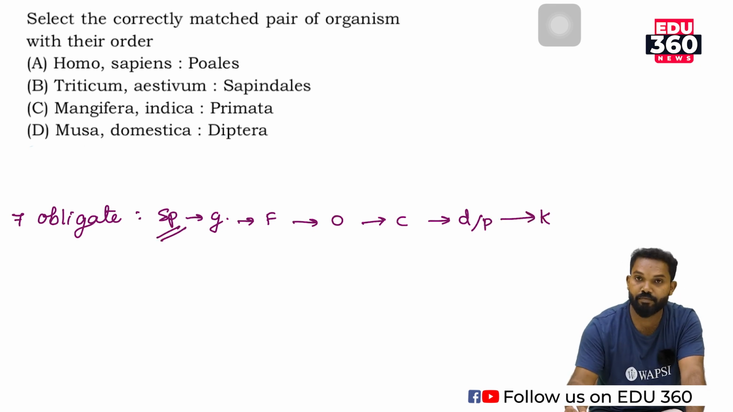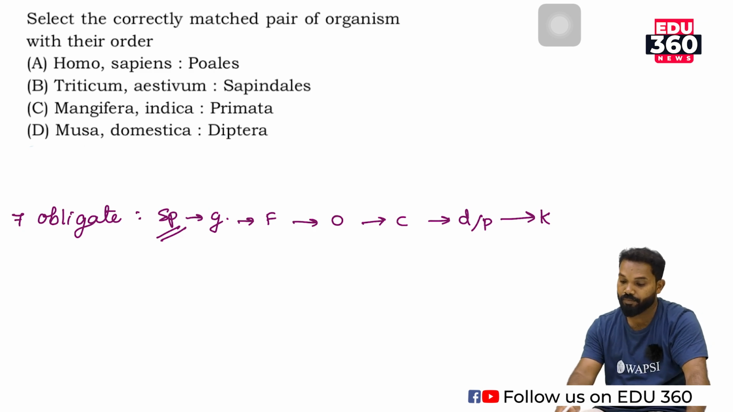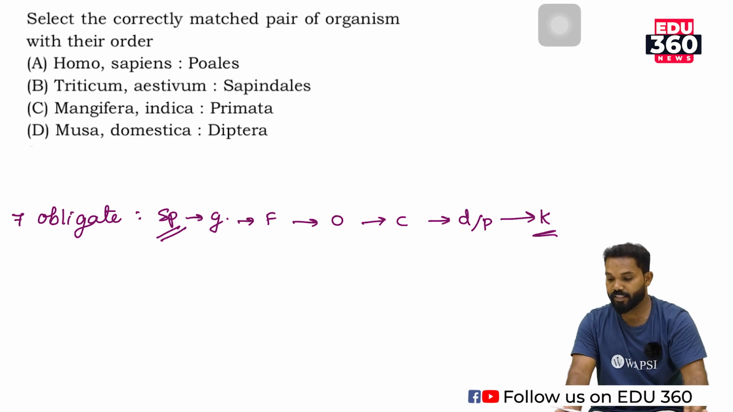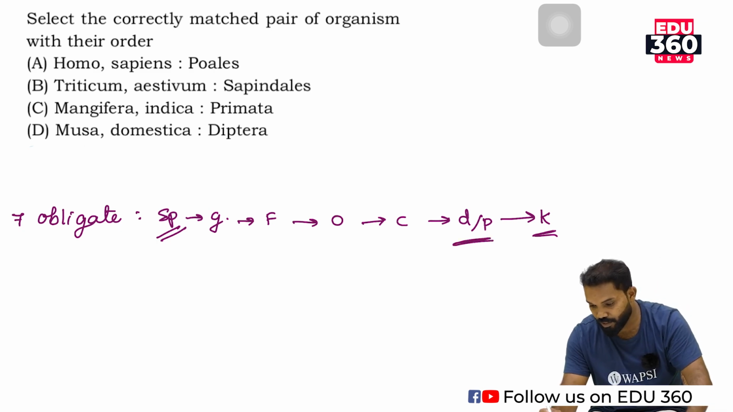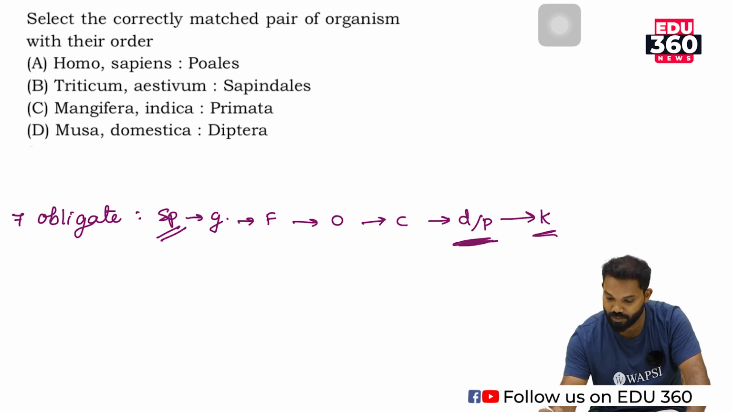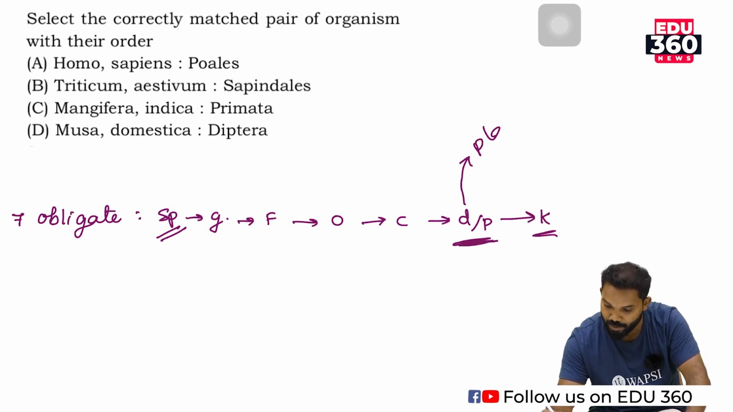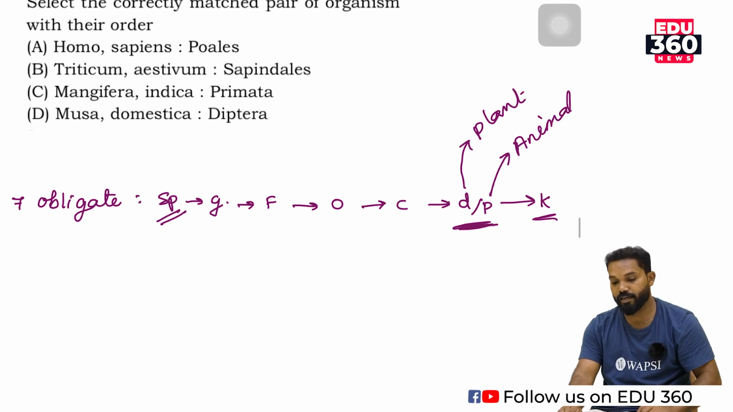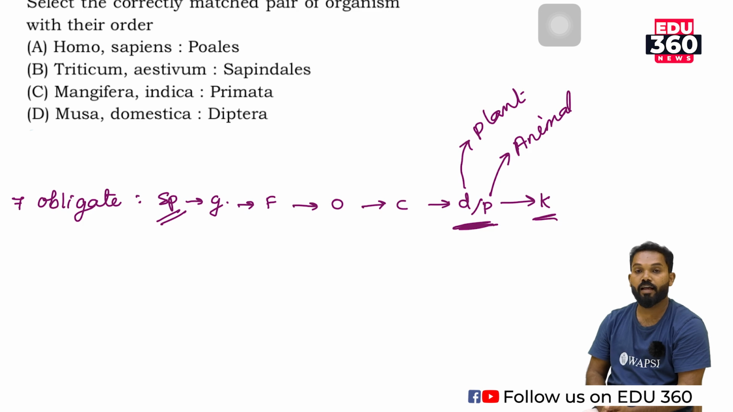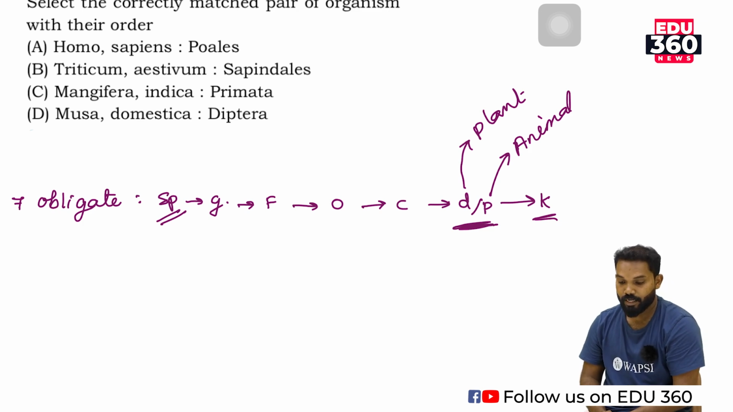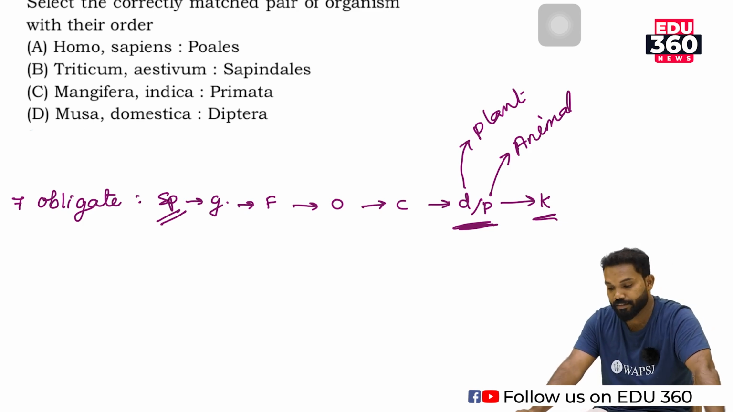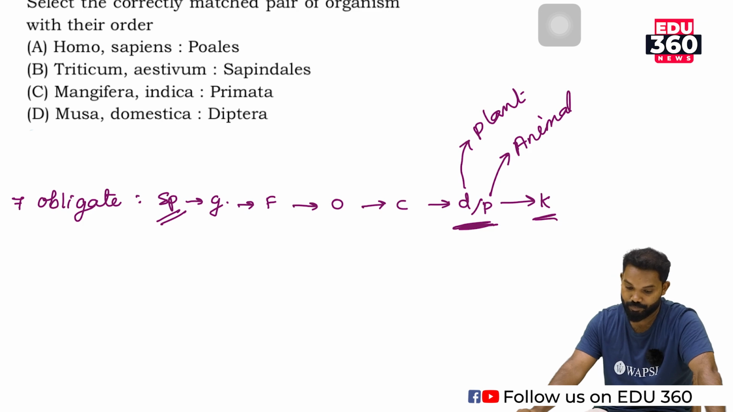So, species is the base of the category, and kingdom is the highest category. Then, division and phylum. The term division is generally used in plant classification, and phylum is used in animal classification. So in an animal taxonomic hierarchy: species, genus, family, order, class, then phylum and kingdom. But in plant categorization: species, genus, family, order, class, then division and kingdom.